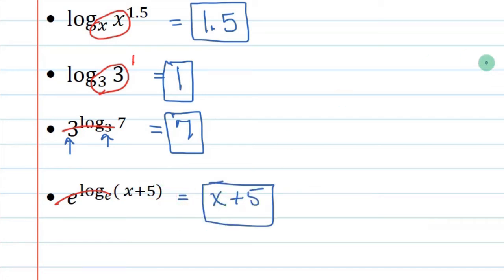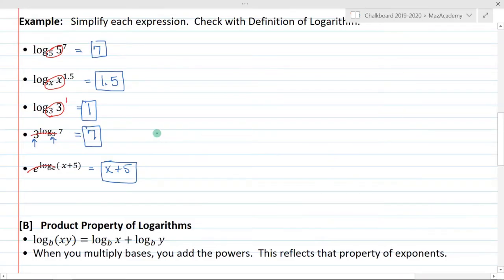So there you go. Power property of logarithms. To make a long story short, if the bases match, then whatever the power is, that's your answer. The bases match, the power is the answer. Here, the bases match. This is not a power, but in this case, it's the argument of the logarithm. And same thing here, the argument of the logarithm. So that's the base property of logarithms.